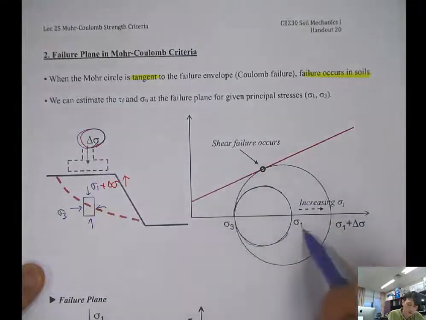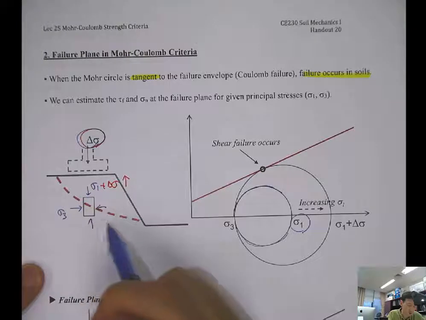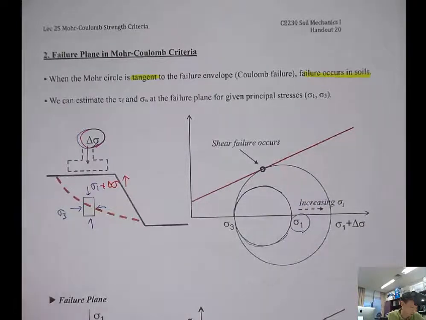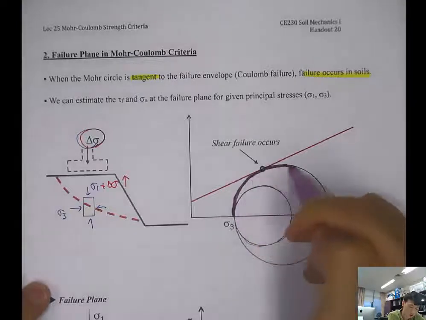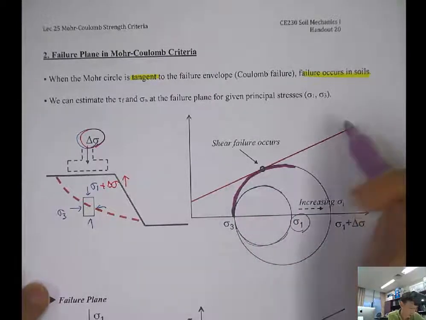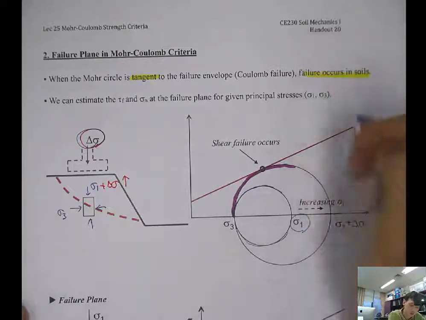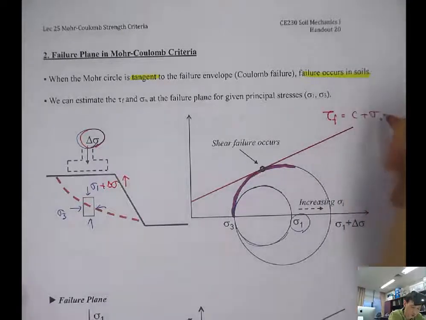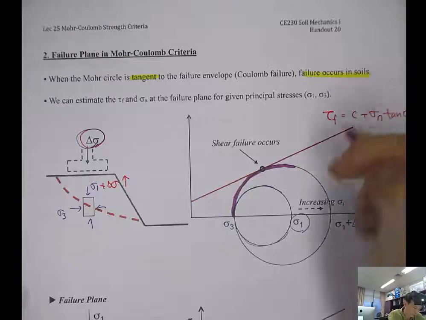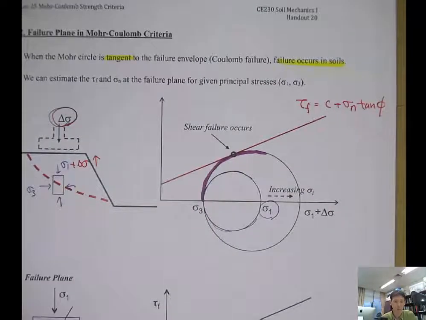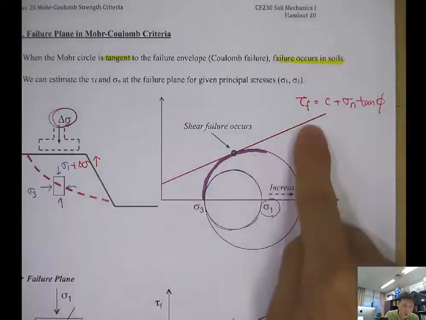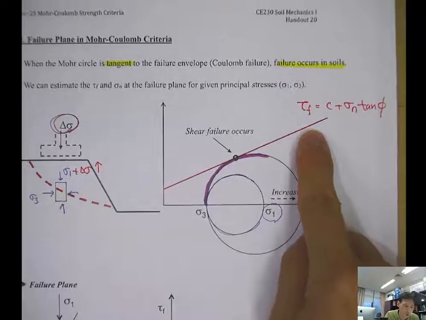As delta sigma increases, while sigma 3 stays constant, sigma 1 will increase. The circle gets bigger and bigger, and at some point it's going to touch the shear failure envelope. This shear failure envelope is defined as C plus normal stress times tangent phi. When the Mohr circle touches the shear failure envelope, the red line, we call it failure. We assume that the failure occurs.